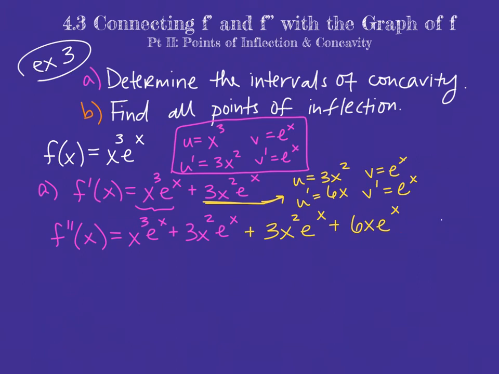And so what we want to do is set that equal to 0. Now, setting something equal to 0 is a lot easier if it's factored. So let's take a look at all four terms and see if there's a GCF we can take out. It looks like all four terms have an x and an e to the x in it. So our GCF will be x e to the x.